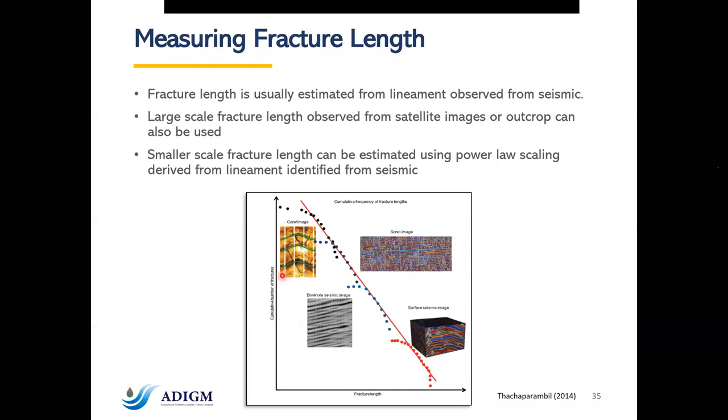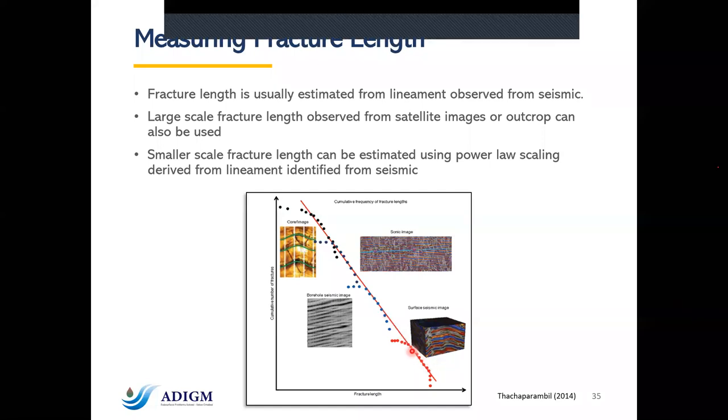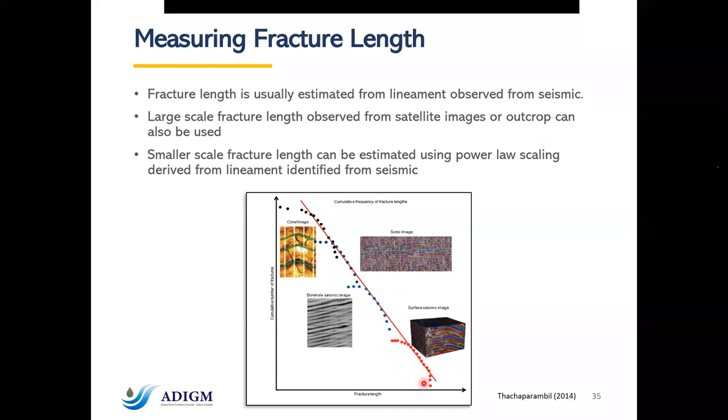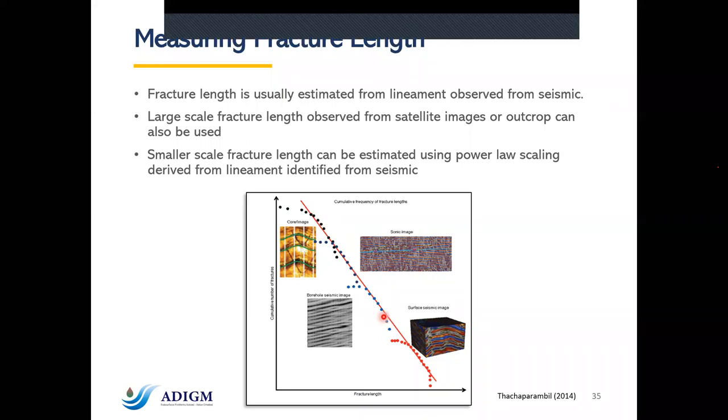So similar to the fracture aperture, when we plot the fracture length and the cumulative distributions in a log-log plot, we see that the multi-scale of the different data form a straight line. This is what we call the power law scaling. So with the information from the seismic, we can estimate what would be our fracture length at the smaller scale. That's the idea of the power law scaling. Of course, with uncertainty, and ideally we have verifications that we can derive from other data.